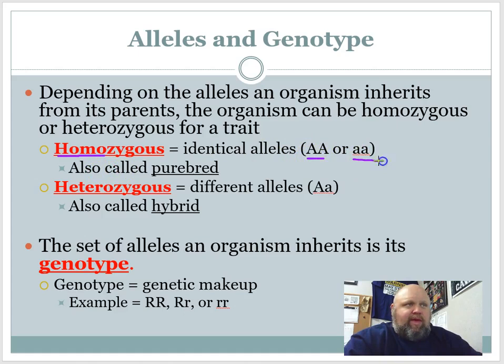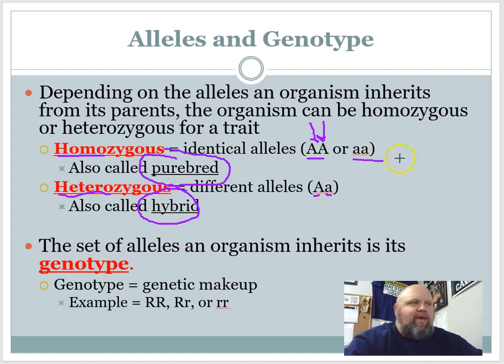So you have big A, or little a. One of these came from mom, one of them came from dad. But they're both the same. That means they're homozygous. If they were different, one was big, one was little, that means it's heterozygous. Right? The word hetero means different. Okay? For homozygous, you also see these called purebred. For heterozygous, hybrids. Hybrid means a blend, a mix of different things.